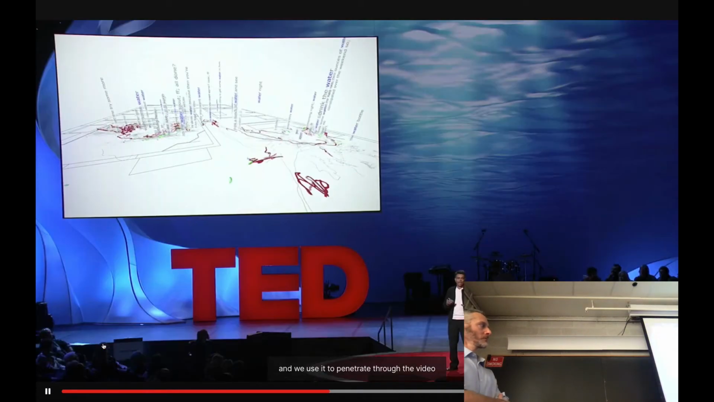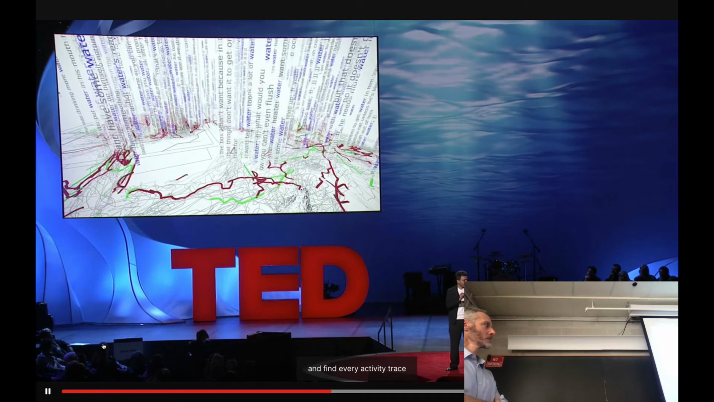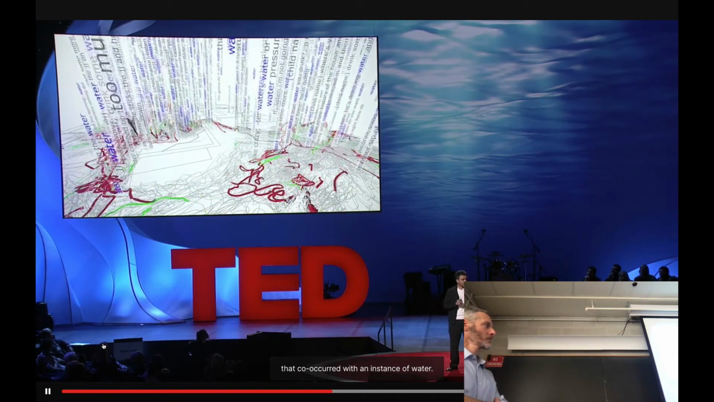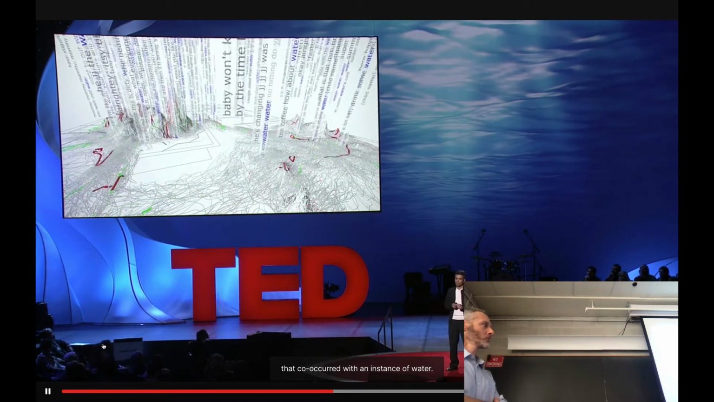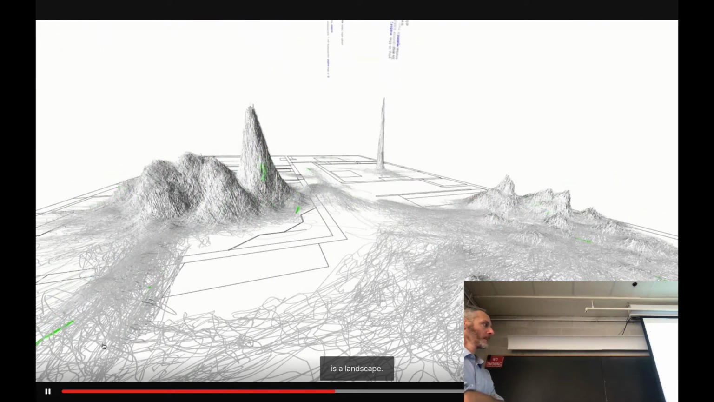And now we take the power of data and take every time my son ever heard the word water and the context he saw it in, and we use it to penetrate through the video and find every activity trace that co-occurred with the instance of water. And what this data leaves in its wake is a landscape. We call these wordscapes. This is the wordscape for the word water. And you can see most of the action is in the kitchen. That's where those big peaks are over to the left.